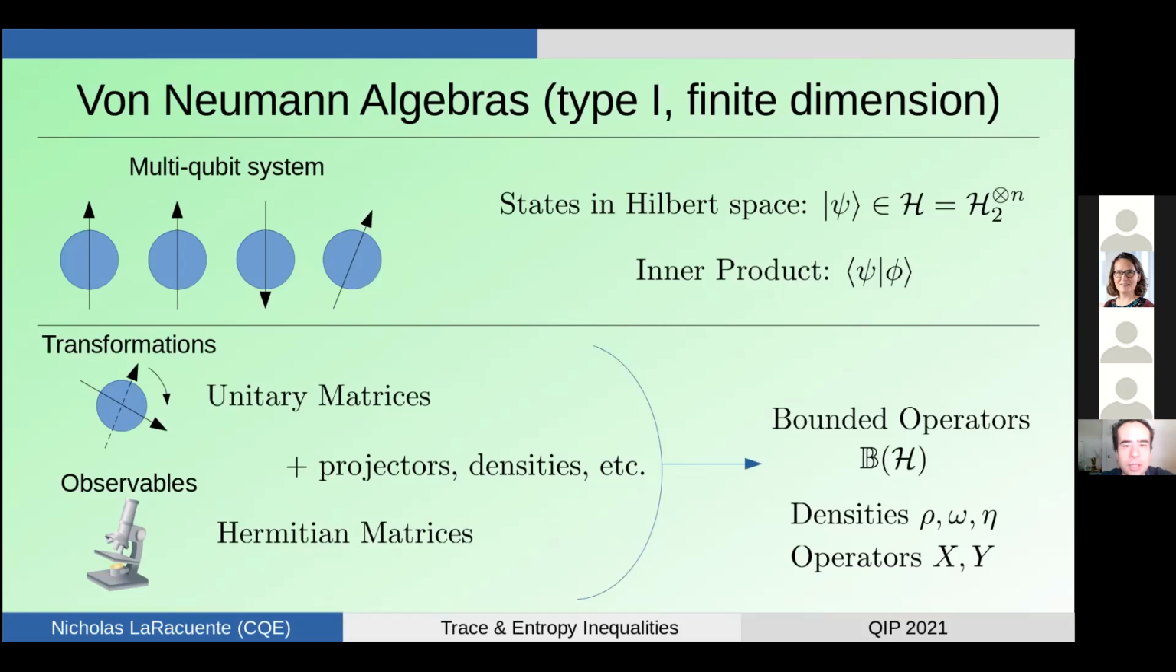We also like to consider the matrices on Hilbert spaces, or what we might think of as the bounded operators, so matrices with finite entries, finite eigenvalues. And these include things like the unitaries, the transformations, the Hermitian observables, the projectors, the densities. All of these are inside this class of bounded operators. Now, we'll often denote densities in this talk by lowercase Greek letters and more general operators by uppercase letters like X and Y.